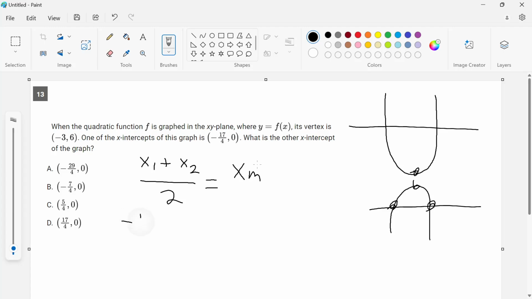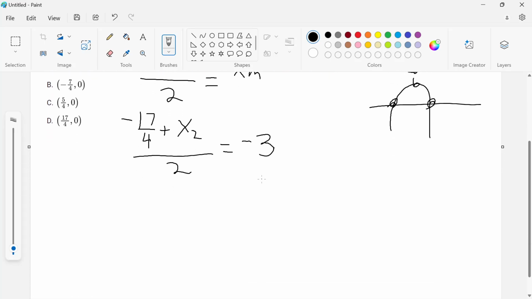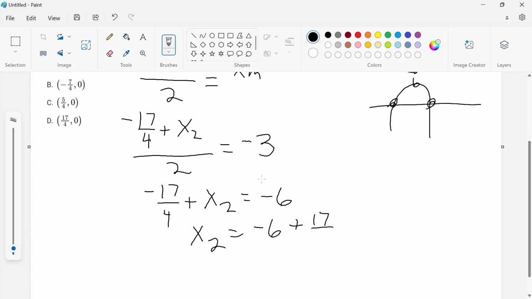So I've got negative 17/4 plus, I'll just call it x2, divided by 2 equals the x value of the midpoint, or the x value of the vertex, negative 3. And I'll just solve for that x2. 2 times negative 3 is negative 6. Negative 17/4 plus x2 equals negative 6. x2 equals negative 6. I'm adding 17/4 to both sides.